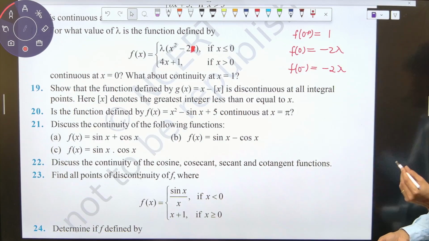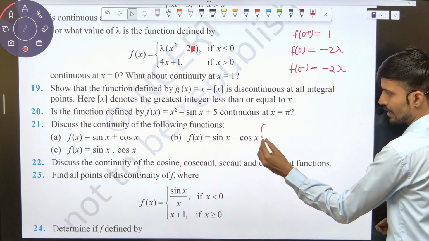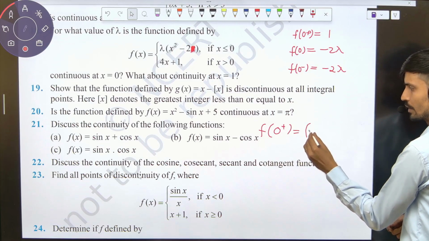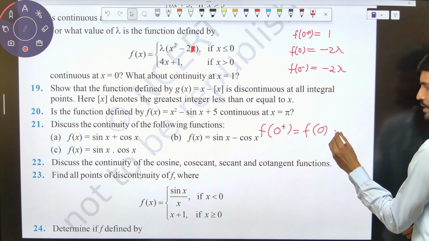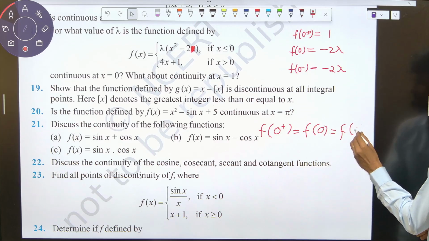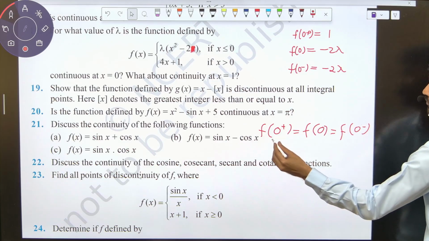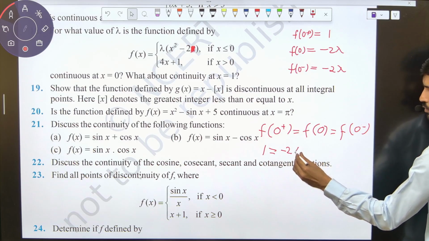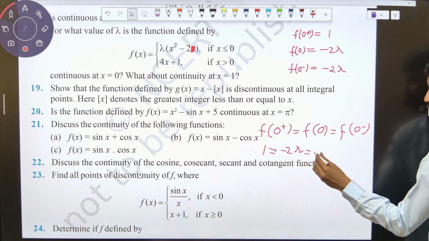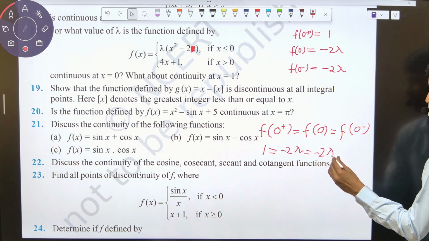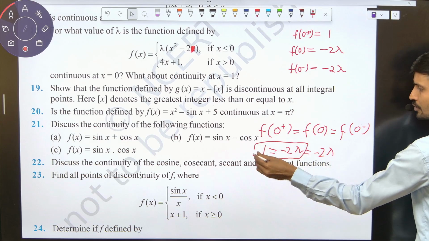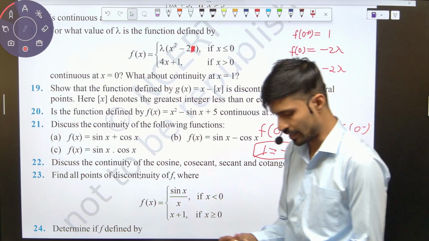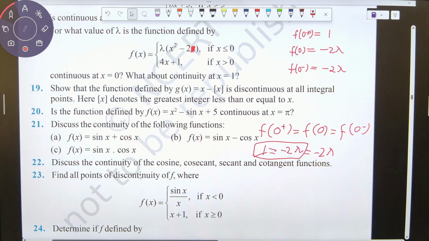So as it is continuous, what will we write? f of 0 plus is equal to f of 0 is equal to f of 0 minus. Now what is f of 0 plus? 1 is equal to minus 2 lambda is equal to minus 2 lambda. Equate these two because these two are already equal. So minus 2 lambda is equal to 1. Lambda will be minus 1 by 2. Yes or no?